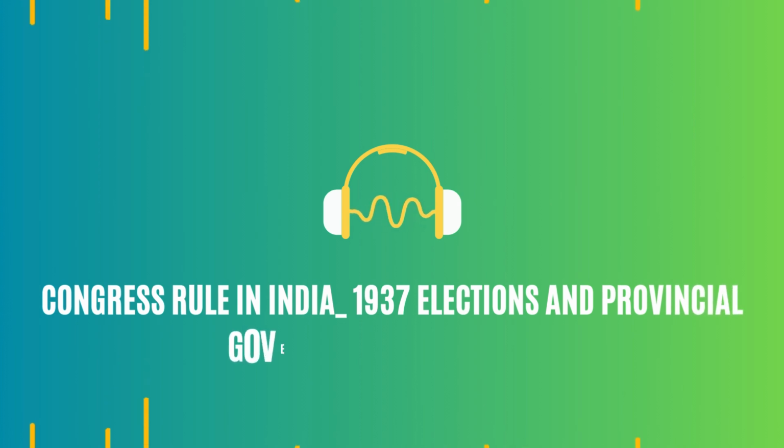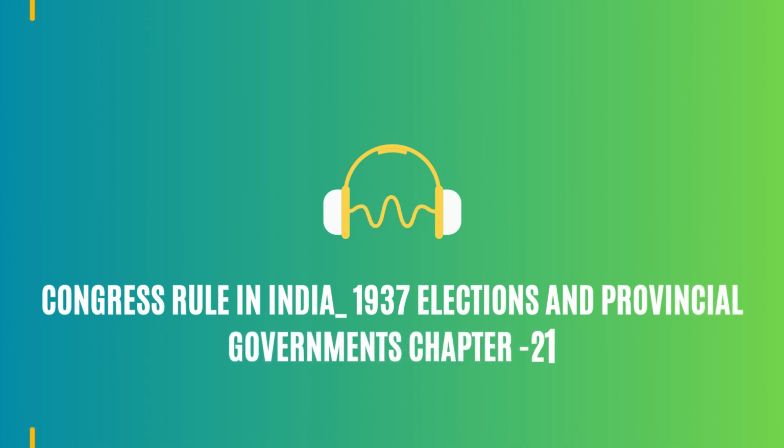Where we take your questions and dive deep into a specific historical topic. Now, today, we've got a request from a new UPSC aspirant who is struggling with the chapter on Congress rule in India, specifically the 1937 elections and the provincial governments that followed. It's a big one.